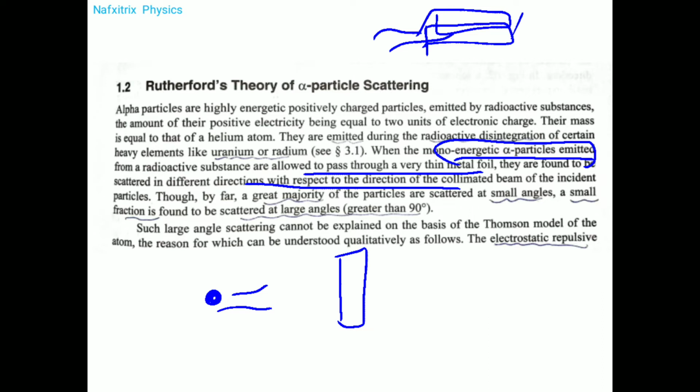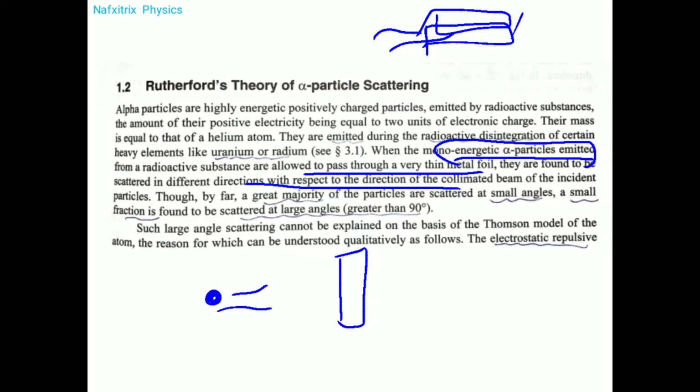So if it is very thin, it means some limited number of nuclei would be present in the way, so the alpha particles would not lose their energy easily, and we can study how much their energy is getting reduced. So that's why.